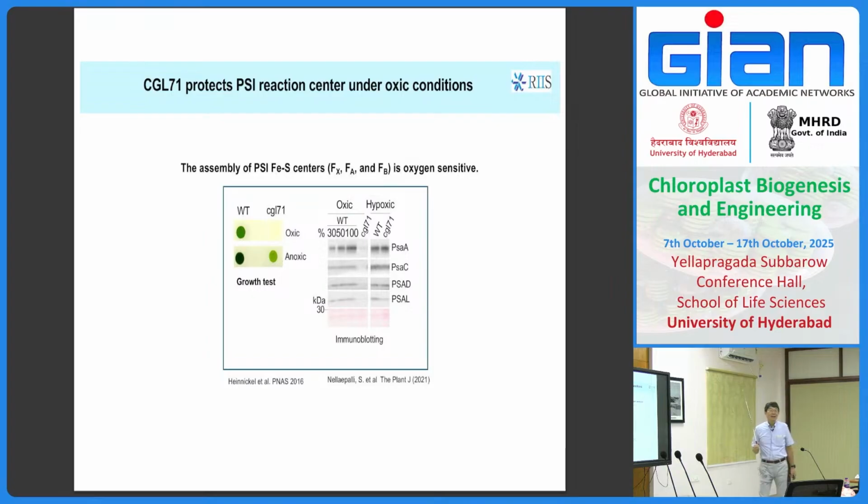So what we speculate is that what oxygen affects in PS1 is the iron sulfur cluster. PS1 contains 3 iron sulfur centers that work as electron acceptors of PS1. They stabilize the charge separation and donate this electron to ferredoxin and finally to NADP plus to produce NADPH, which is used as a reductant for carbon dioxide fixation.